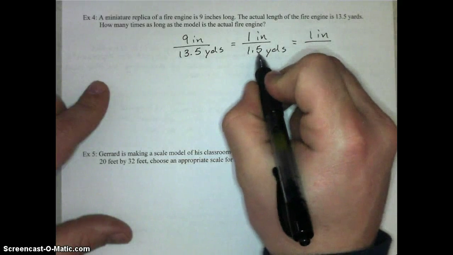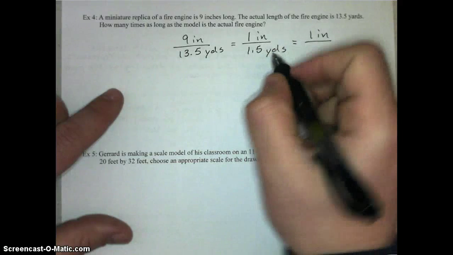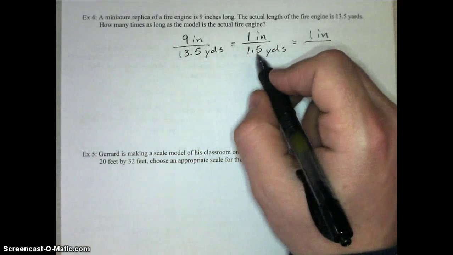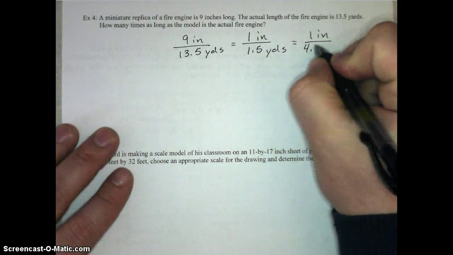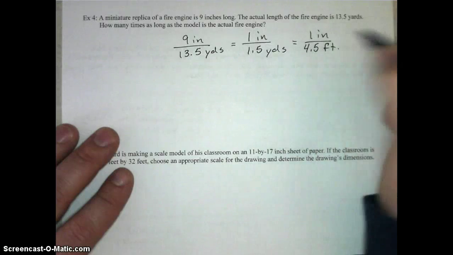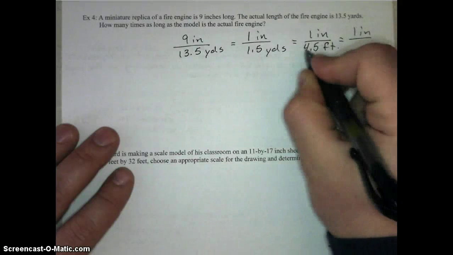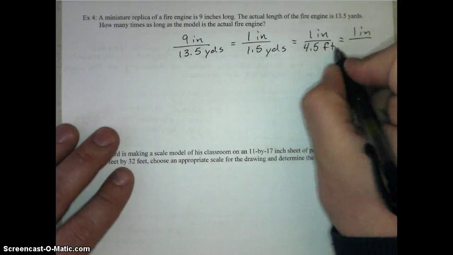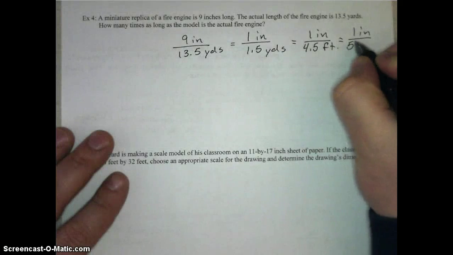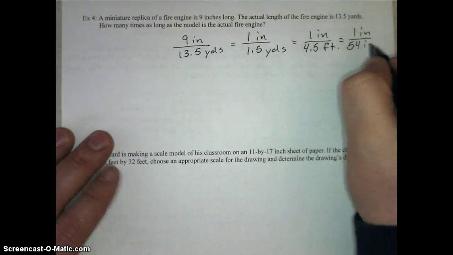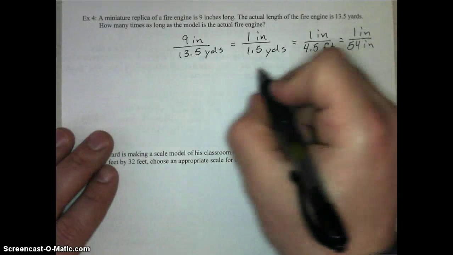Okay, so 1.5 yards, remember a yard is 3 feet, so I'm first going to convert it to feet, and then I'll convert that to inches. So I take 1.5 times 3, and that's 4.5 feet. So 1 inch of the model represents 4.5 feet. But then I'm going to take that number of feet and multiply it by 12 to get the number of inches, which is 54 inches. So we're going to use this ratio. The actual fire engine is 54 times the length of the model.